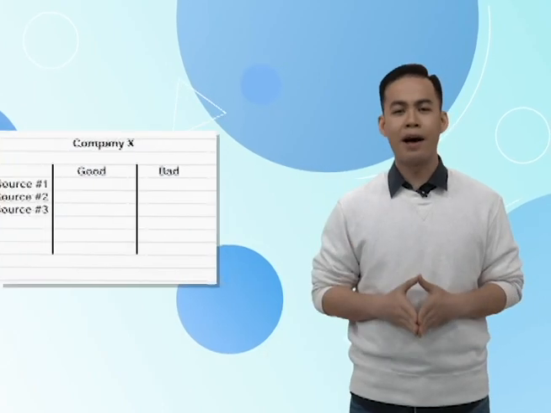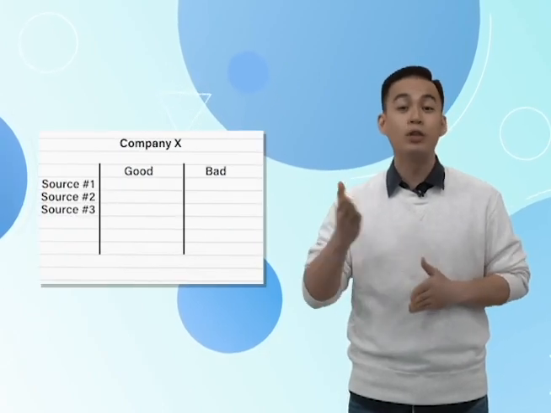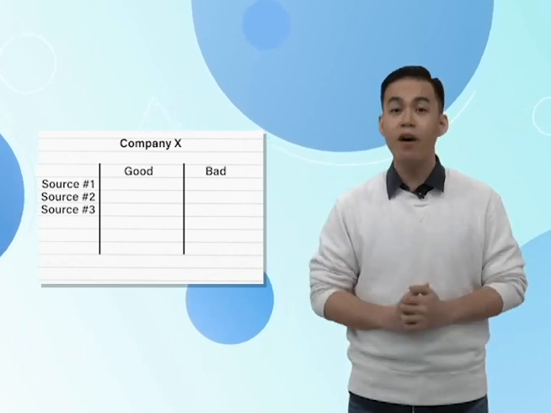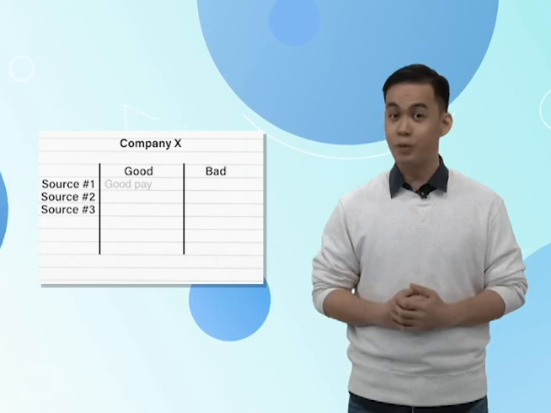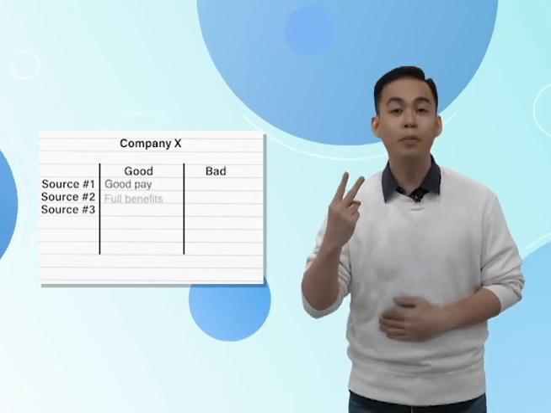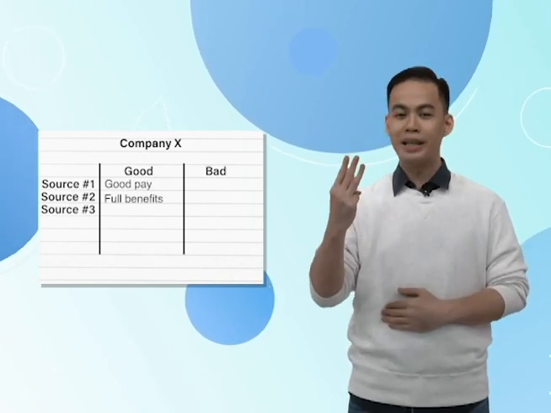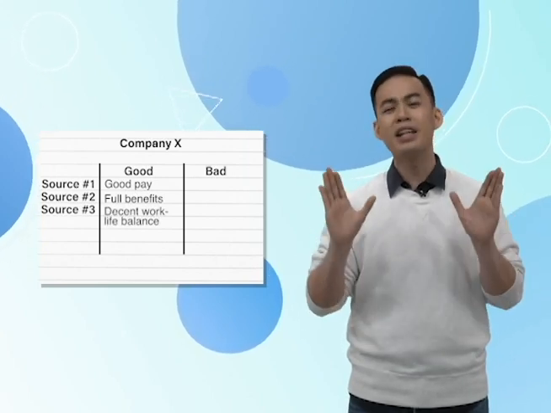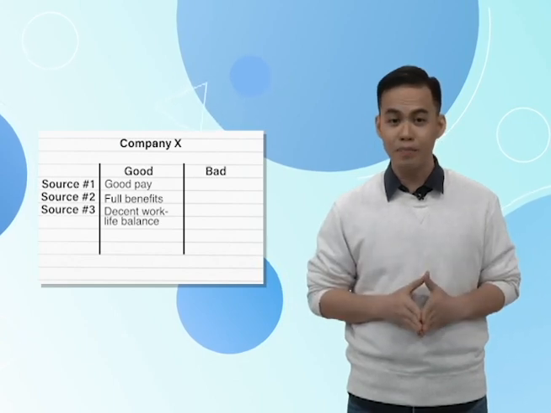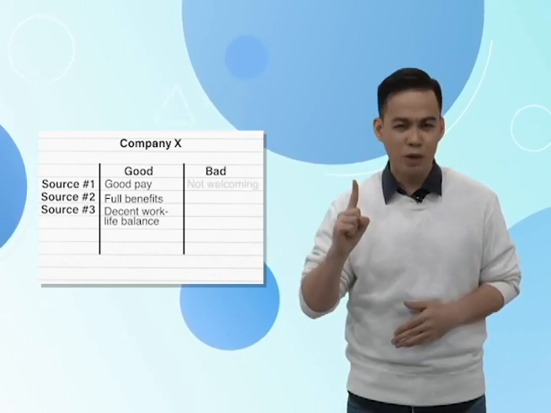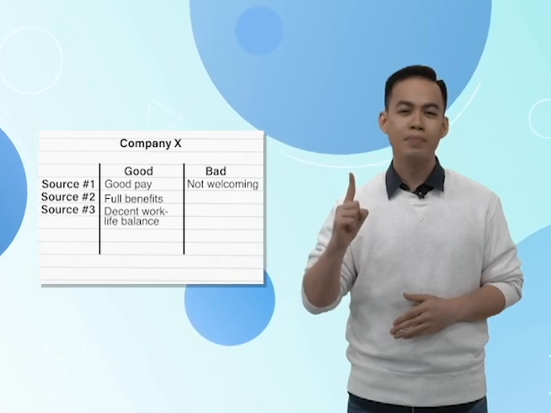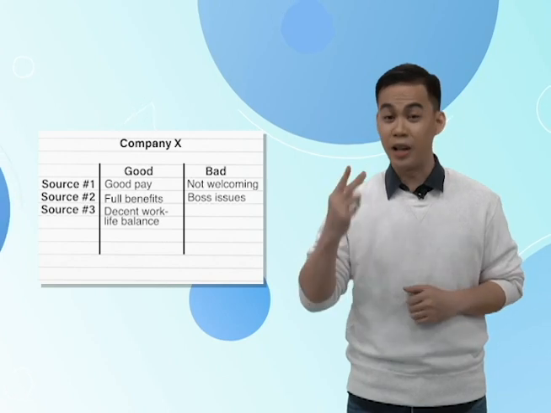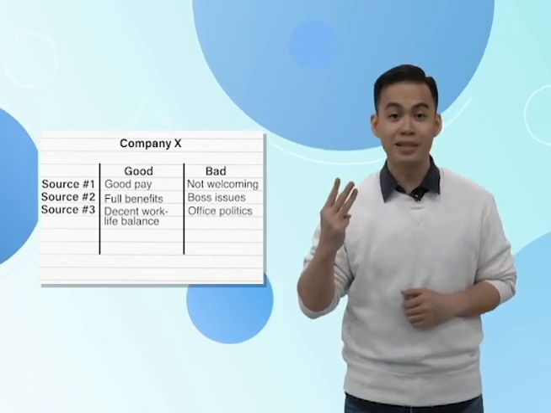From the story we have, the information will be split into good and bad. The good information about Company X is as follows. Number 1, good pay. Number 2, full benefits. Number 3, decent work-life balance. Here's the bad information about Company X. Number 1, not welcoming to some new employees. Number 2, boss may have issues with your references. And number 3, office politics.